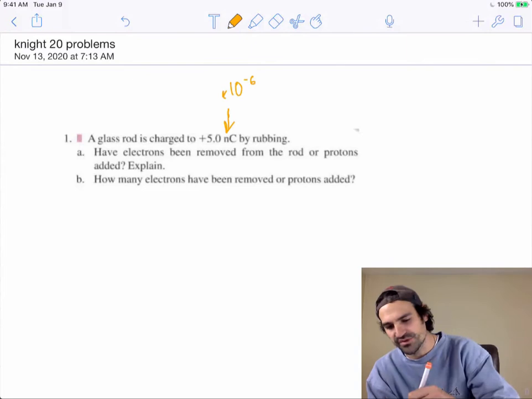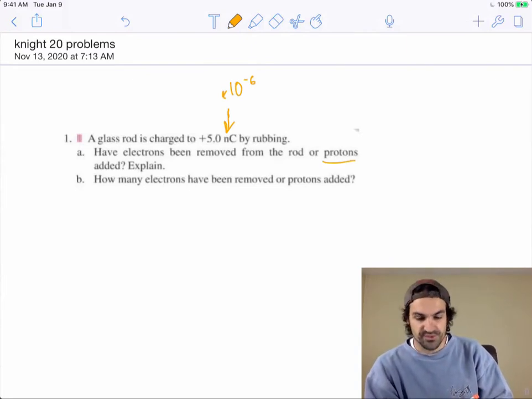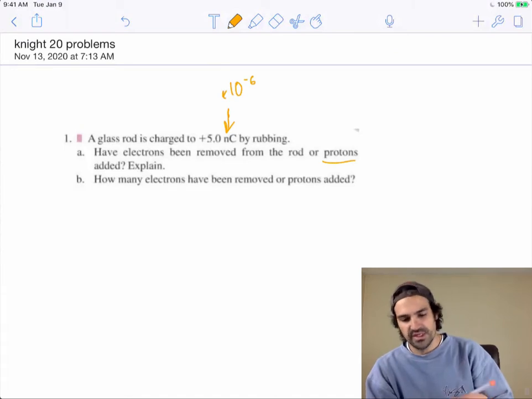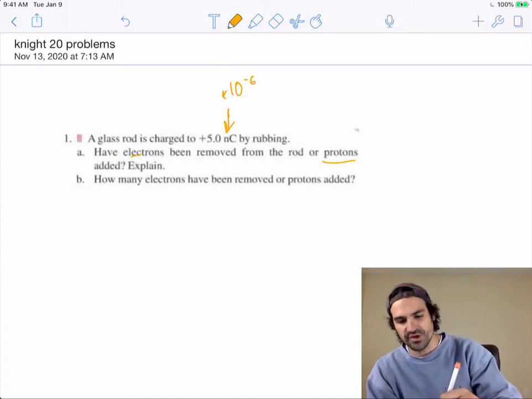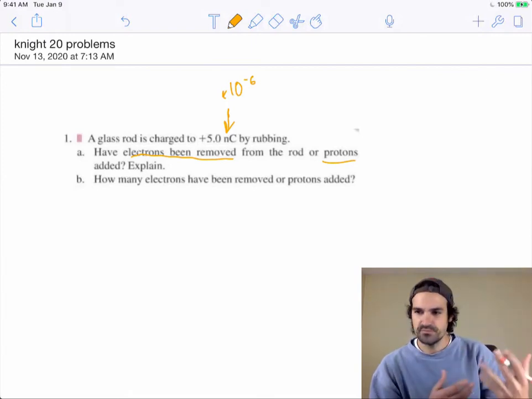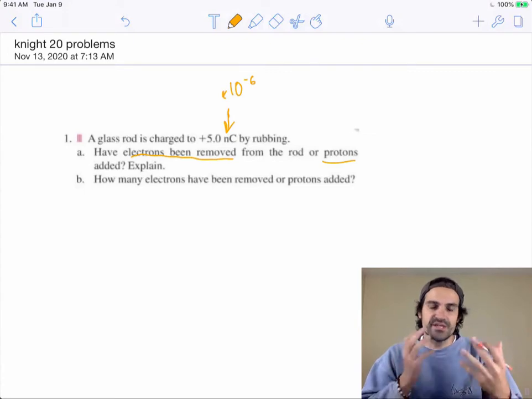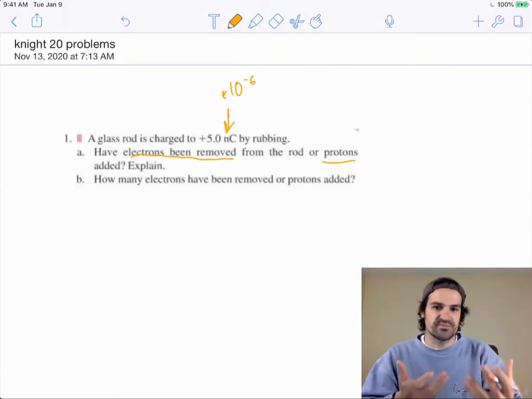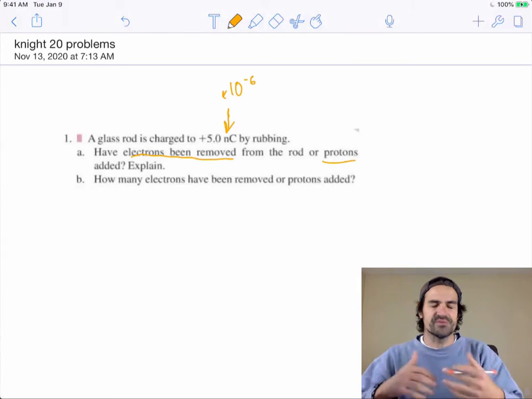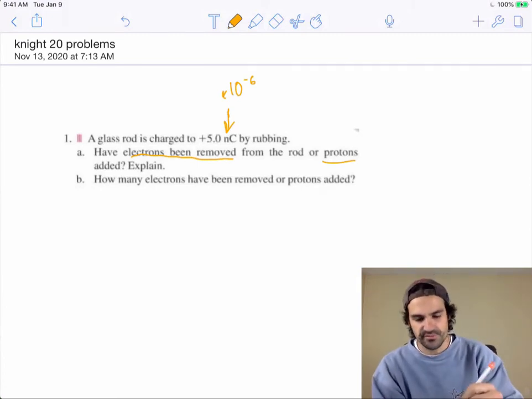First of all, protons are in the nucleus, so they can never, ever, ever move. So protons aren't added or removed. And we know that electrons had to have been removed because it became positive, meaning, well, if protons can't move, only the negative electrons can move. If it becomes positive, it loses electrons. If it becomes negative, it gains electrons. So electrons have been removed.